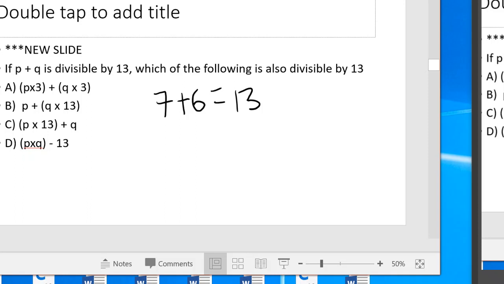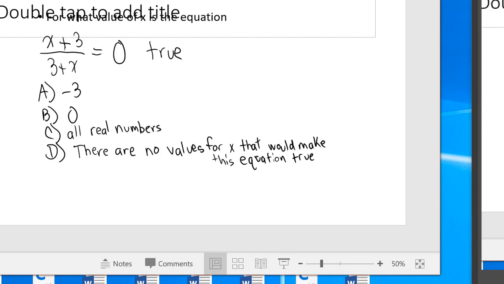So now I'm going to go to the next slide, where it says (x plus 3) over (3 plus x) is equal to 0. And it says, for what value of x is the equation (x plus 3) over (3 plus x) equal to 0 true? At what point is this true? All right, does everybody see that question? Give me a thumbs up if you can see the question that I'm talking about.